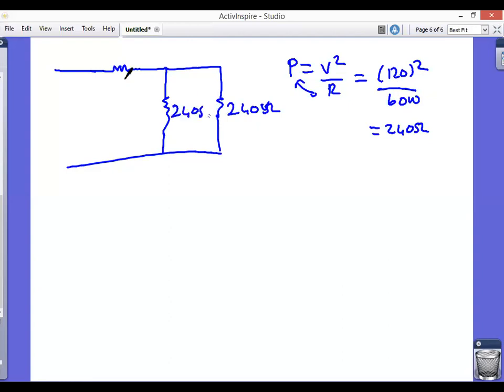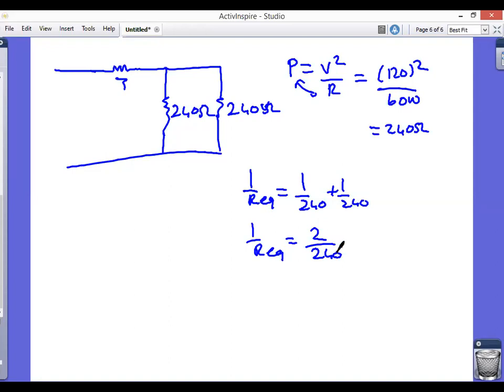What about here? How can you get it over here? It's easy. To get the equivalent resistance, we are going to do like this: 1 over equivalent equals 1 over 240 plus 1 over 240. So then the equivalent resistance is going to be 2 over 240. When you flip it, changing denominator and numerator, the equivalent resistance will be 240 over 2, which is going to be 120 ohm. So this is the equivalent resistance.